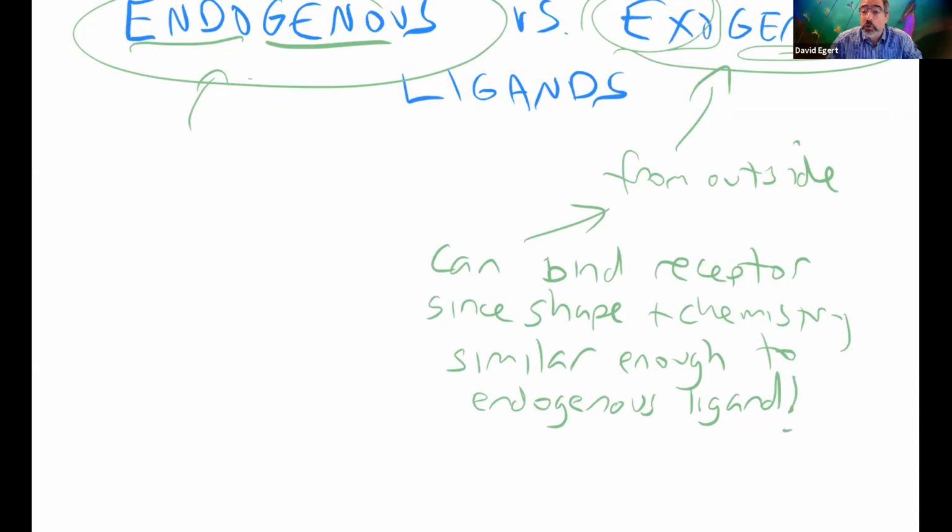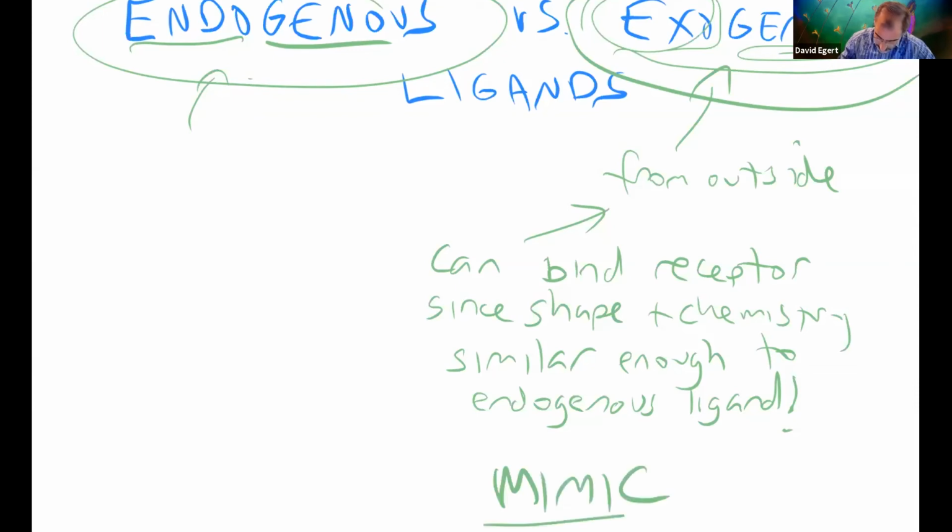For instance, albuterol. If you have asthma, you take your little albuterol inhaler. That is an exogenous ligand that has a shape close enough that it can bind adrenaline receptors and help dilate your bronchial passages and make it easy to breathe. So does this idea make sense? An exogenous ligand is basically a mimic. It's close enough that it fools the receptor into binding.